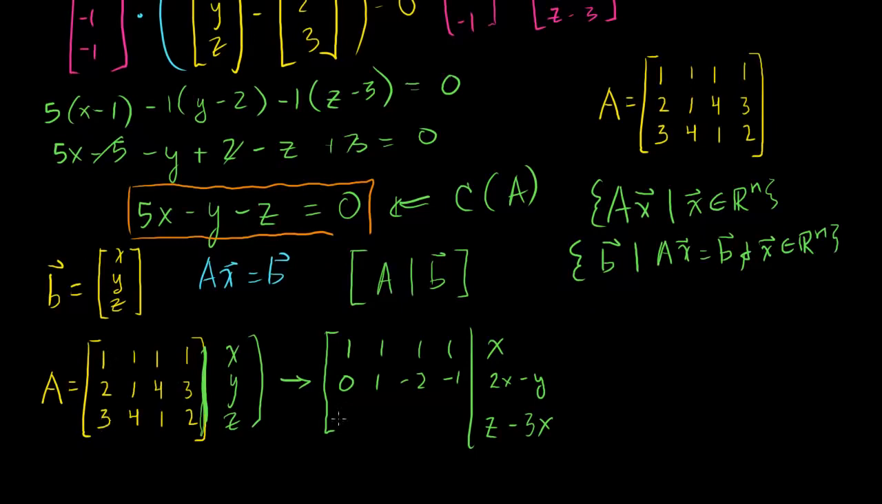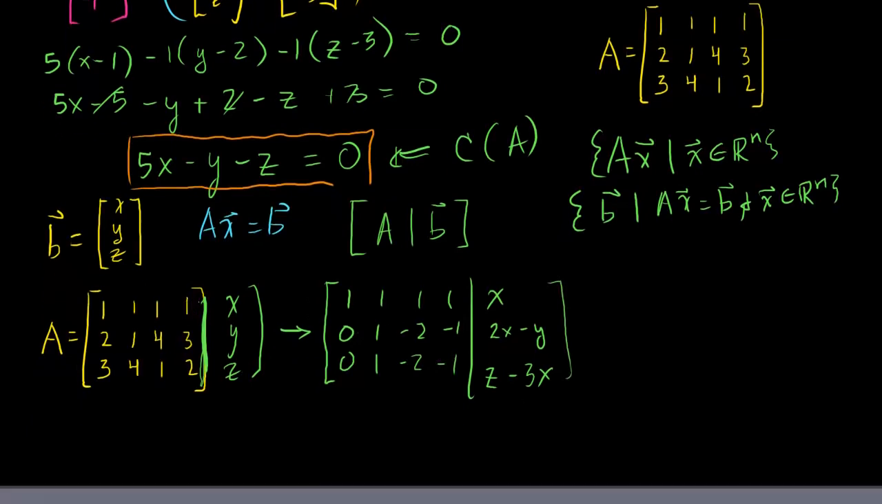3 minus 3 times 1 is 0. 4 minus 3 times 1 is 1. 1 minus 3 times 1 is minus 2. And then 2 minus 3 times 1 is minus 1.